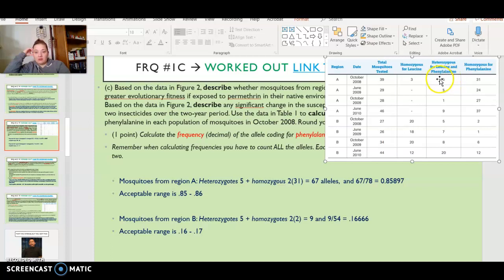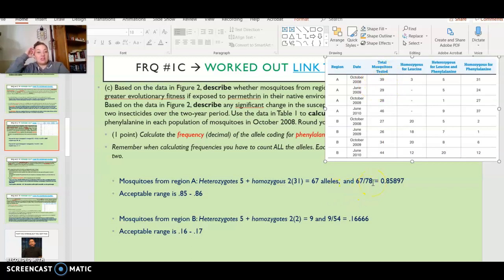We have 5 heterozygotes in region A, so they are contributing 5 phenylalanine alleles. They would also have 5 leucines, but we're not counting those. And then there are 31 of them that are homozygous, coming in with 2 alleles for phenylalanine. That's why it's doubled here, 2 times 31. So it's a total of 67 phenylalanine alleles, and total mosquitoes tested, 39.